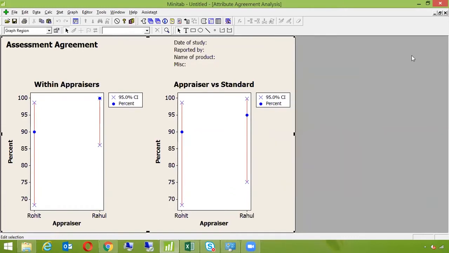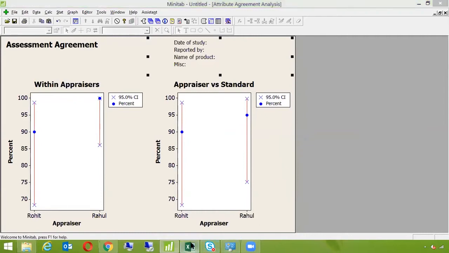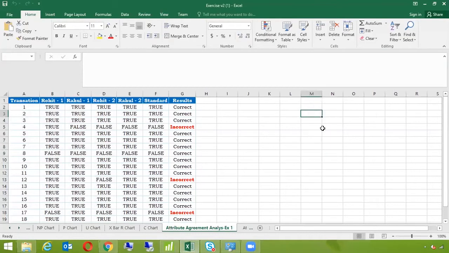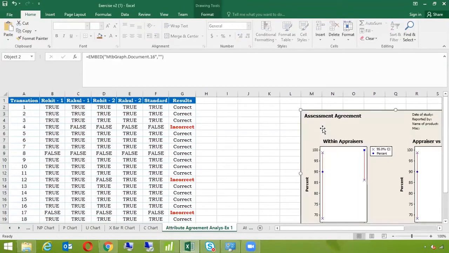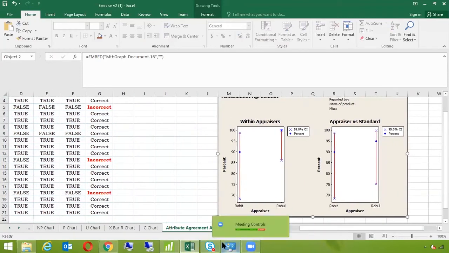You can just right click anywhere. Okay, copy graph if you want to put it in your presentation. Just paste it here. So you will have the same graph here. Okay, so we can copy paste all the graphs from there.